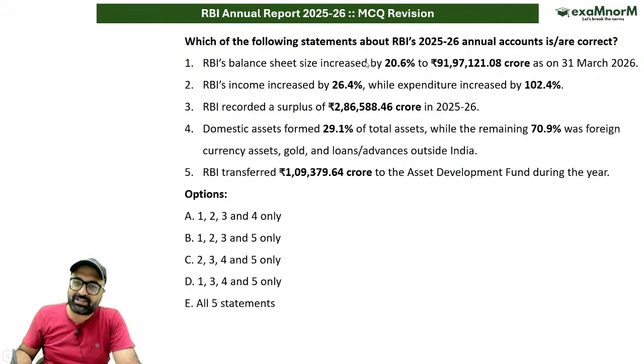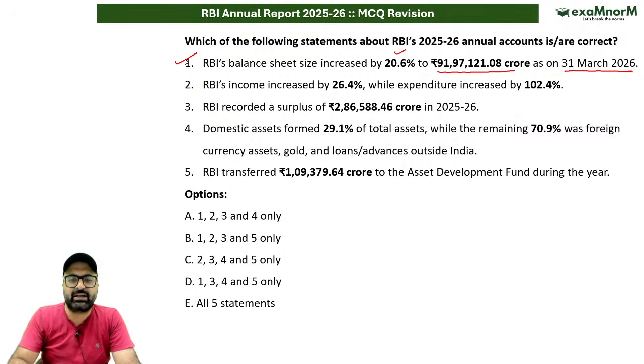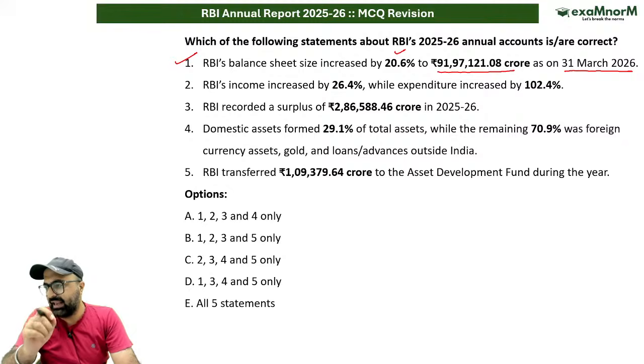RBI's balance sheet size increased by 20.6% to a value of 91 lakh crore rupees as on 31st March 2026. Is this correct? This is absolutely correct. Sir, if we talk about the balance sheet size of RBI, the balance sheet size has witnessed an increase by 20%, and the value is 91 lakh crore rupees.